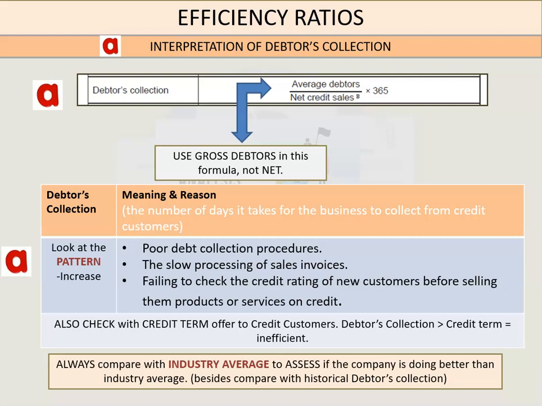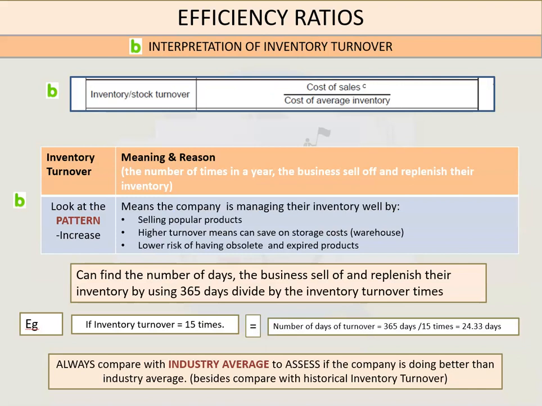But if let's say the debtors collection period is lower or it is low in general, then it means a good thing. Yeah, so the opposite is true. Again, compare this with industry average, please. The second efficiency ratio would be inventory or stock turnover. So this is cost of sales divided by cost of average inventory. So again, average inventory just means the beginning inventory plus ending inventory divided by 2. Yeah, cost of sales would be the cost of sales and then plus any cost related to purchase and then minus the discount received. So inventory turnover, you want it to be higher.